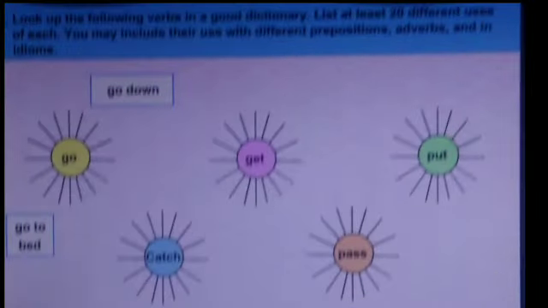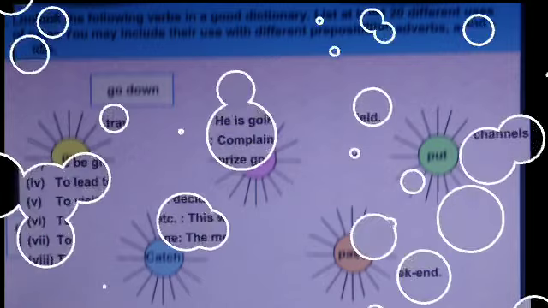Now here are some verbs in front of you. You are going to make at least 20 different uses of each. They must include different prepositions, adverbs, or idioms also. You are going to make a separate list of each.